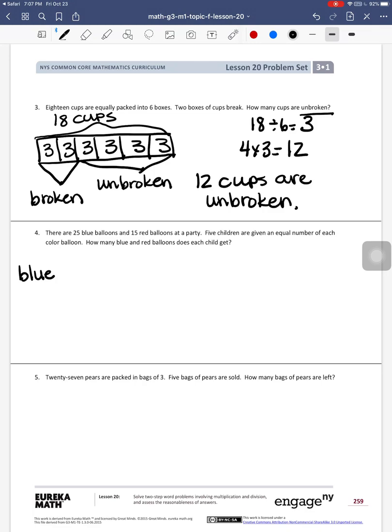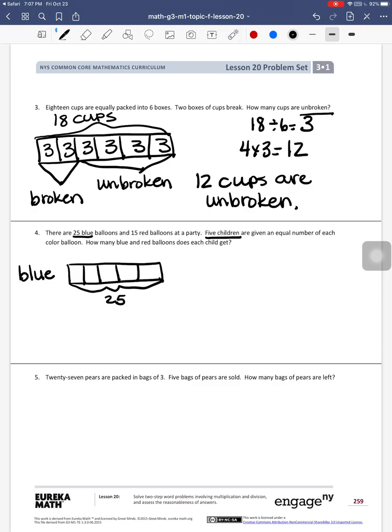All right, so we know we have 25 blue balloons, okay? And we know we have 5 children. So that means we're going to have groups of 5. And if I have groups of 5, that means how many lines do I have to make? What's 1 less than 5? Right, 4. So I have to make 4 lines, and then I'll make 5 groups. 1, 2, 3, 4. All right, so we know there's, right here, 25 balloons, right?